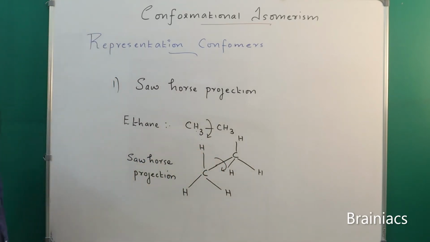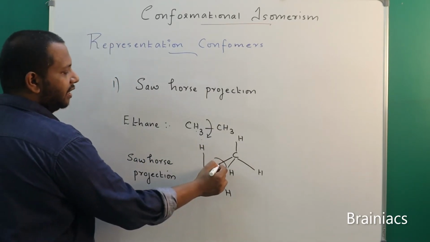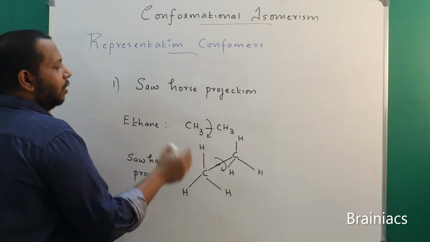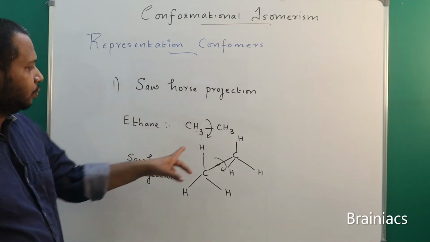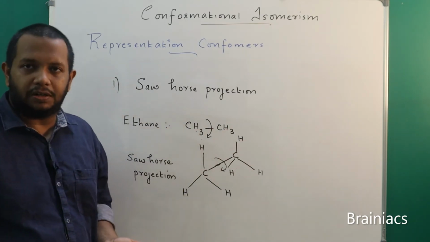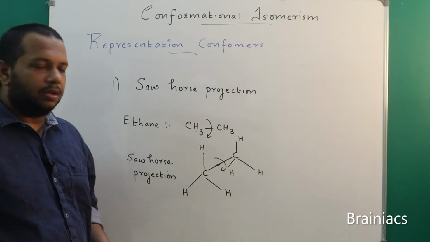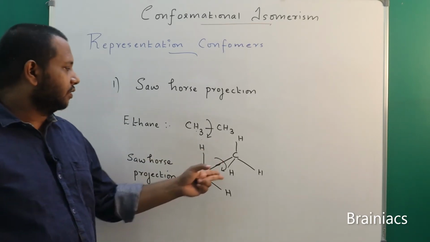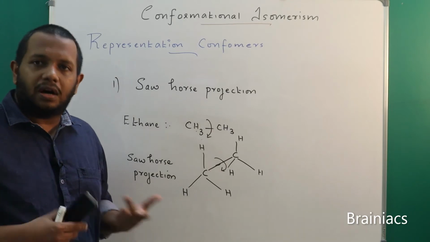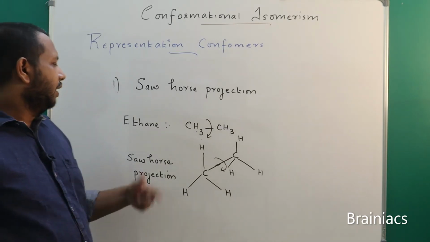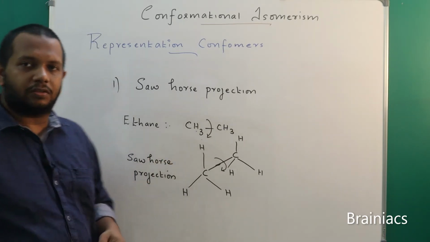Now this can be rotated so that infinite positions of this one with respect to this one can be obtained. Understood? That is possible. So this is one. I am just showing this. This is how you represent Sawhorse projection. Next we will try to see what is Newman projection.